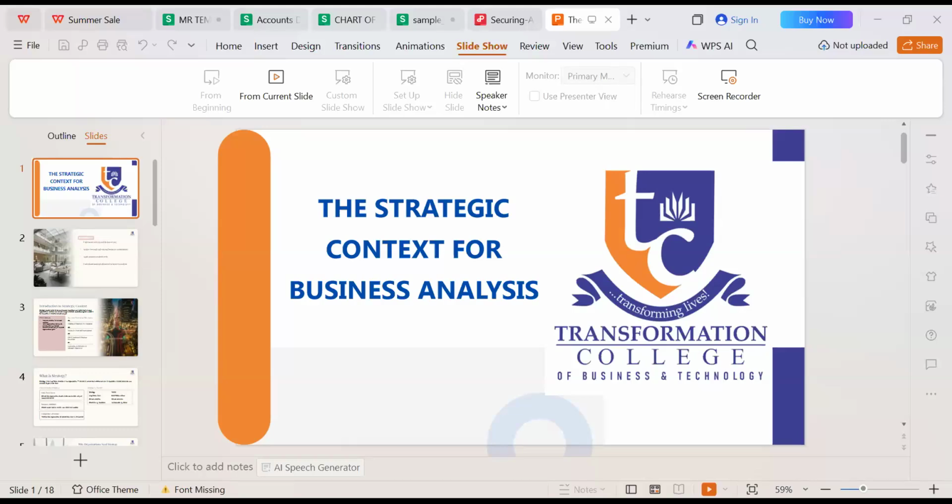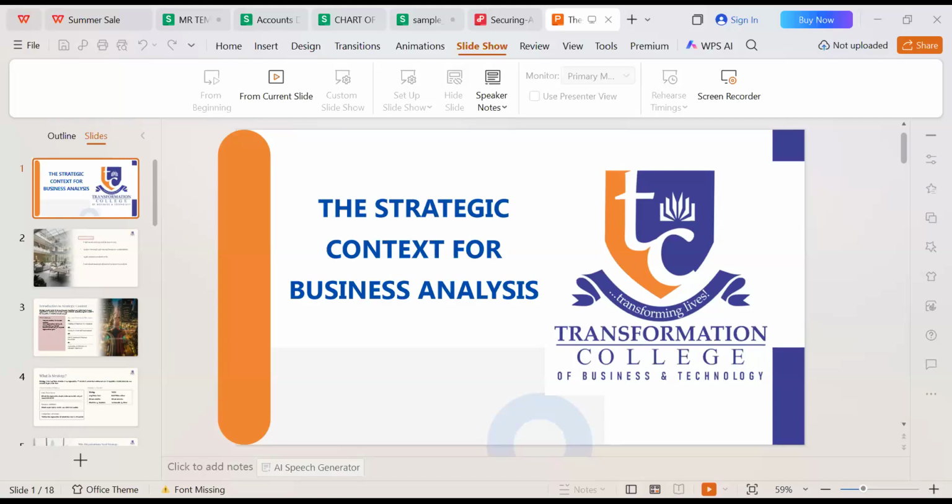So for this session, we'll be looking at the strategic context for BAs, right? For business analysis, what should we be looking out for? When we come to an organization for value delivery, what should we look out for? What is the vision of the organization? I like the first training we had today, where we get to talk about personal improvement.